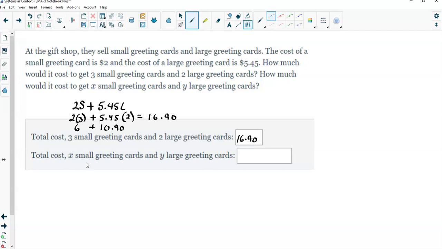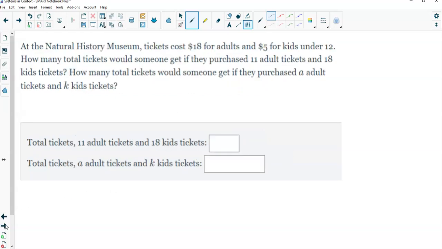And that's what you would enter here. Now, what is the total cost of X small greeting cards and Y large greeting cards? That means you do not know the 3 and you do not know the 2. So the X is for small, so instead of 2S it will be 2X plus 5.45Y, and that's what the cost would be. $2 times the number of small greeting cards, plus $5.45 for the number of Y greeting cards, depending on however many you get, and that would be the answer in terms of X and Y.